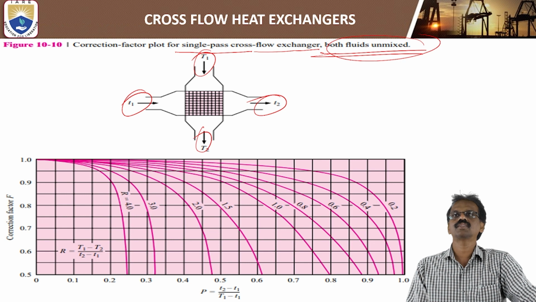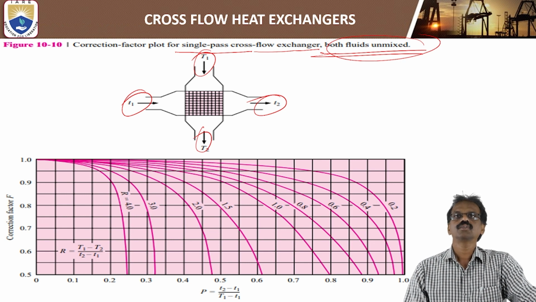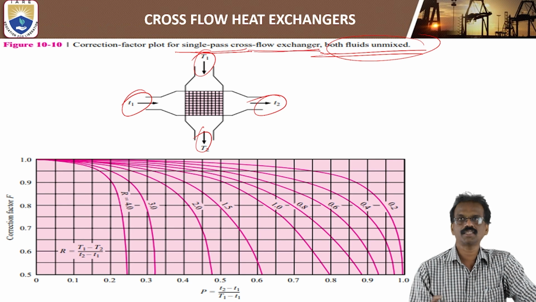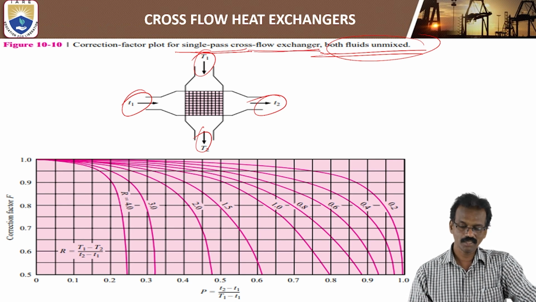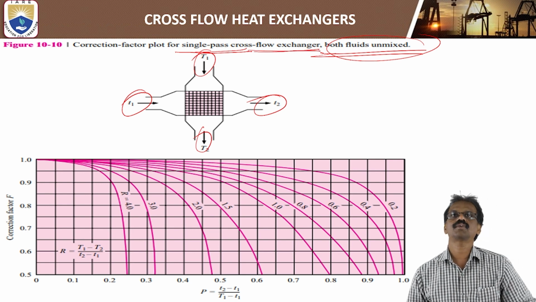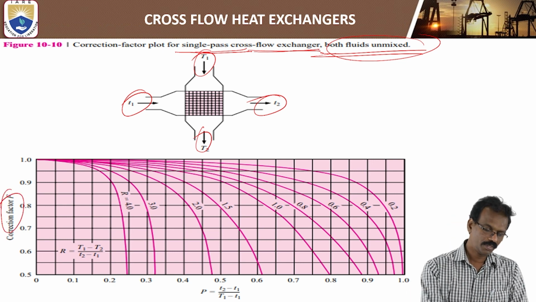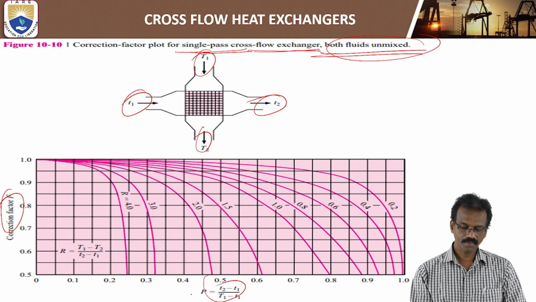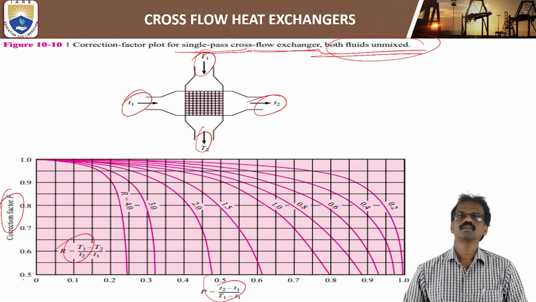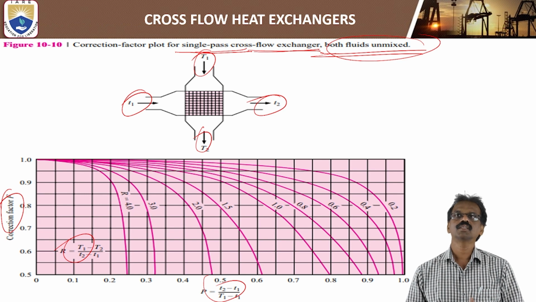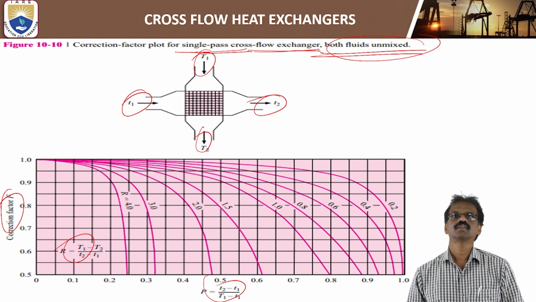If both fluids are unmixed, and it is a single pass cross flow heat exchanger, then you have to choose this type of diagram to find the correction factor by using the ratios, that is, the constants R and P. So this is one type of flow.